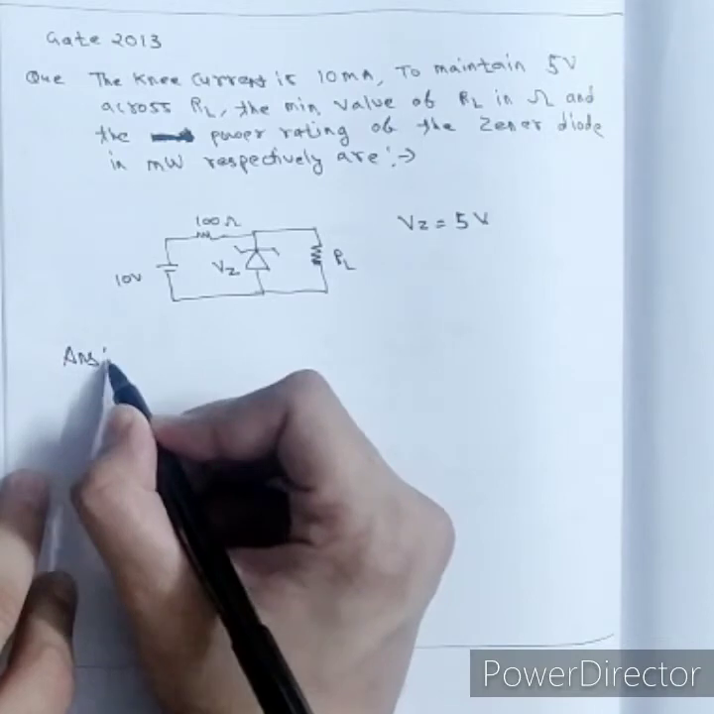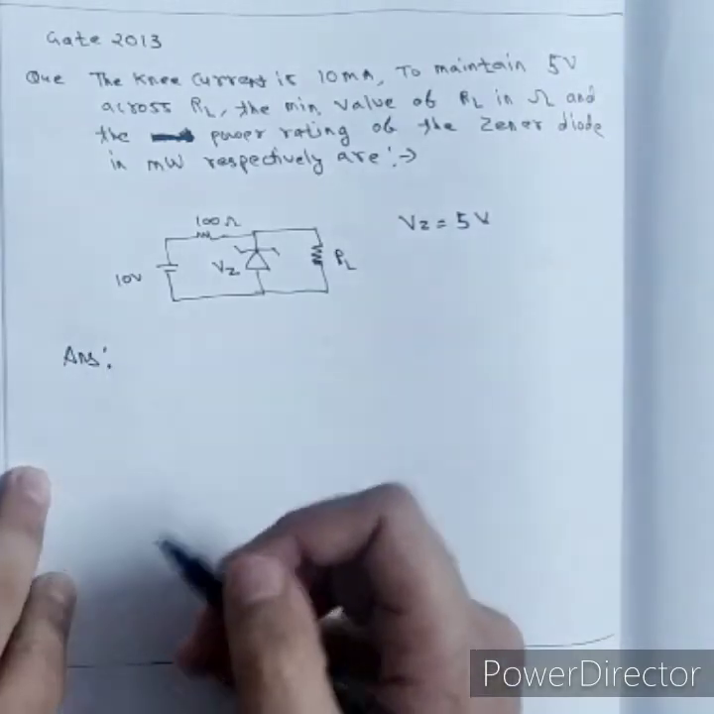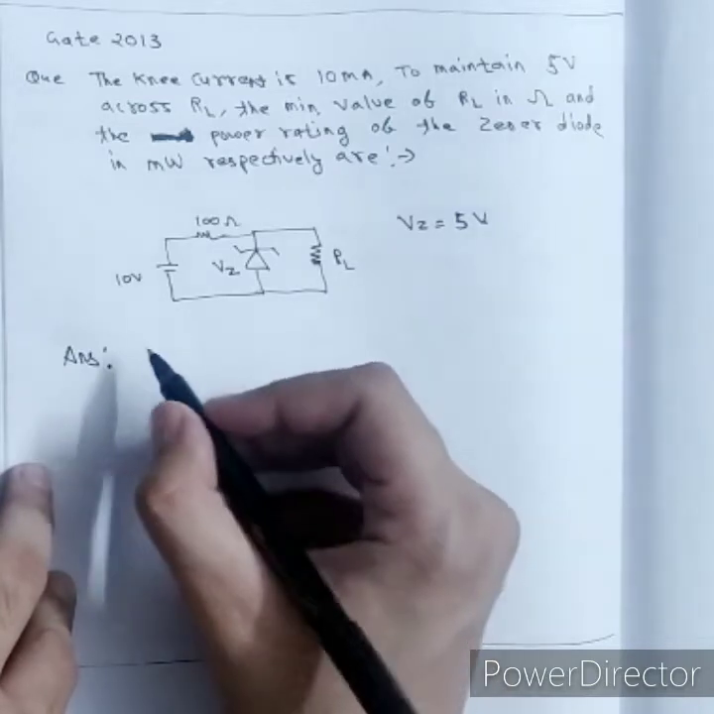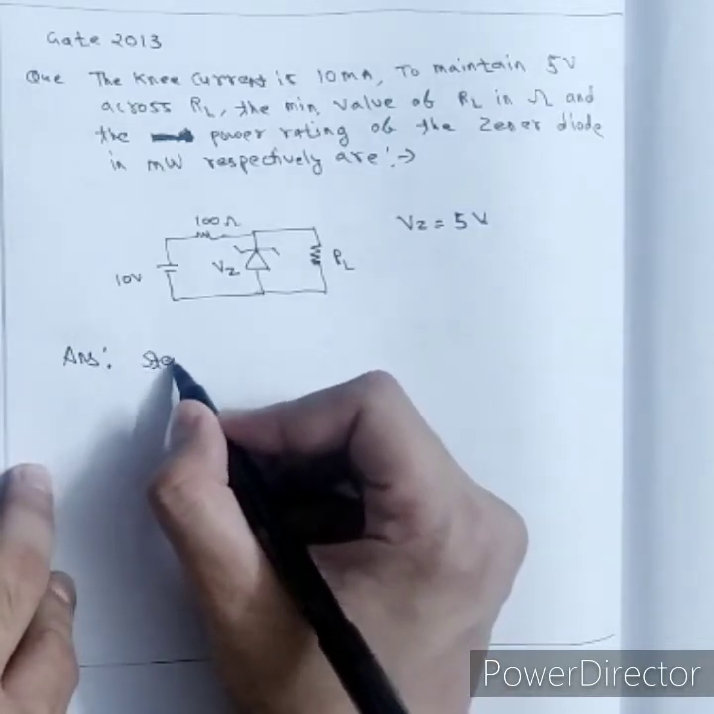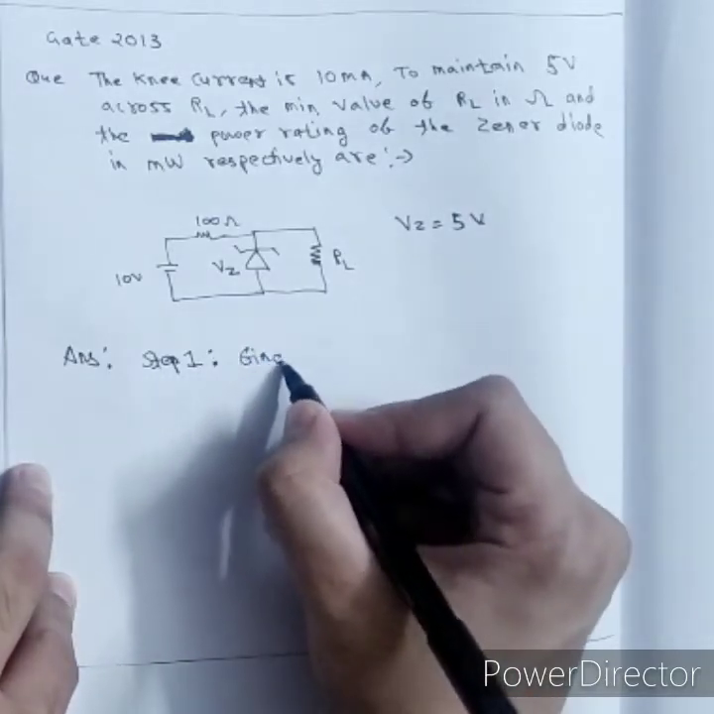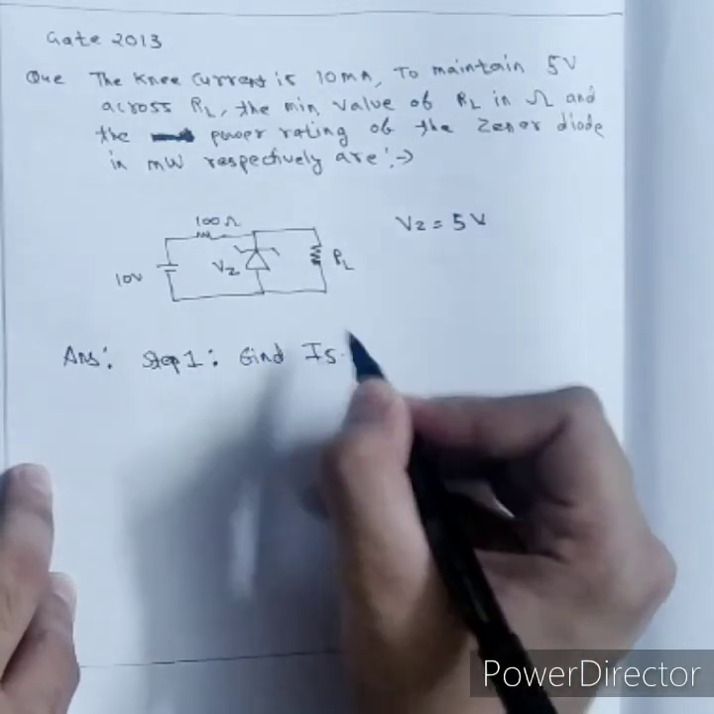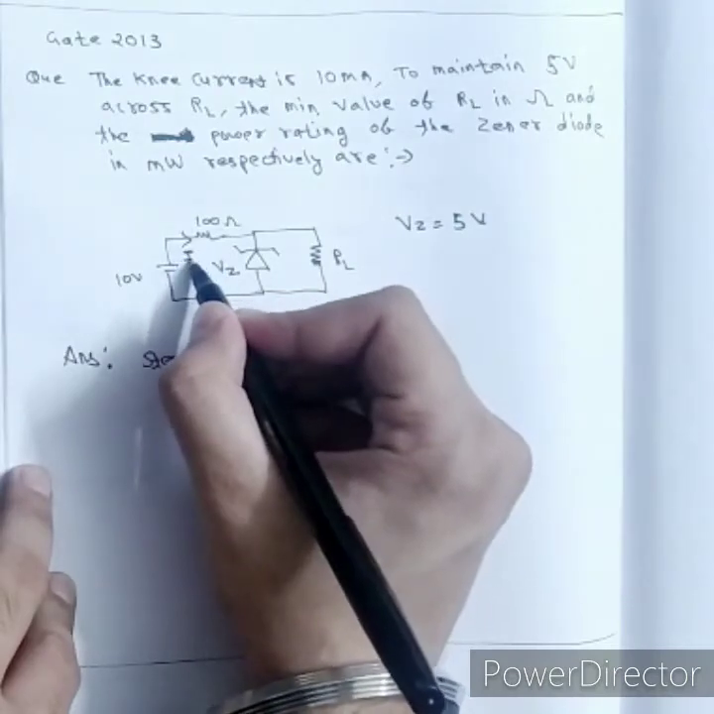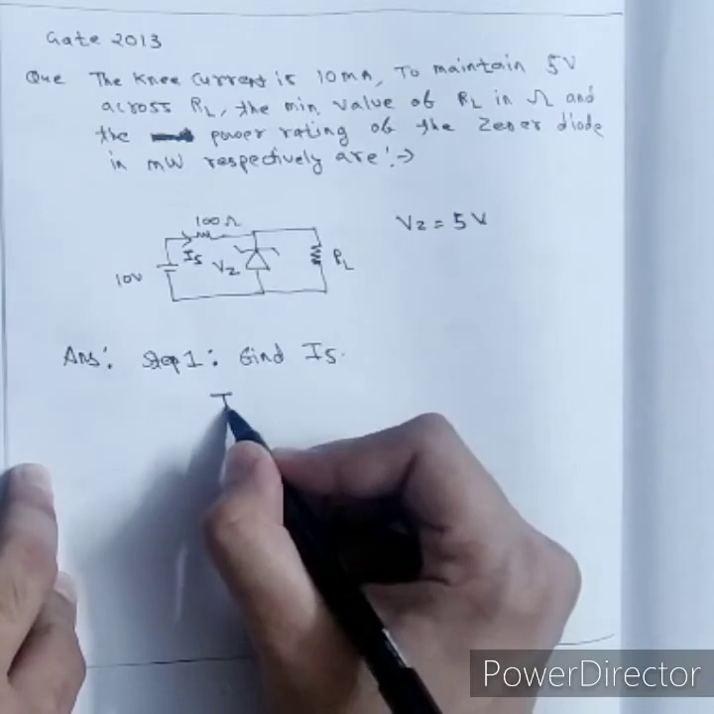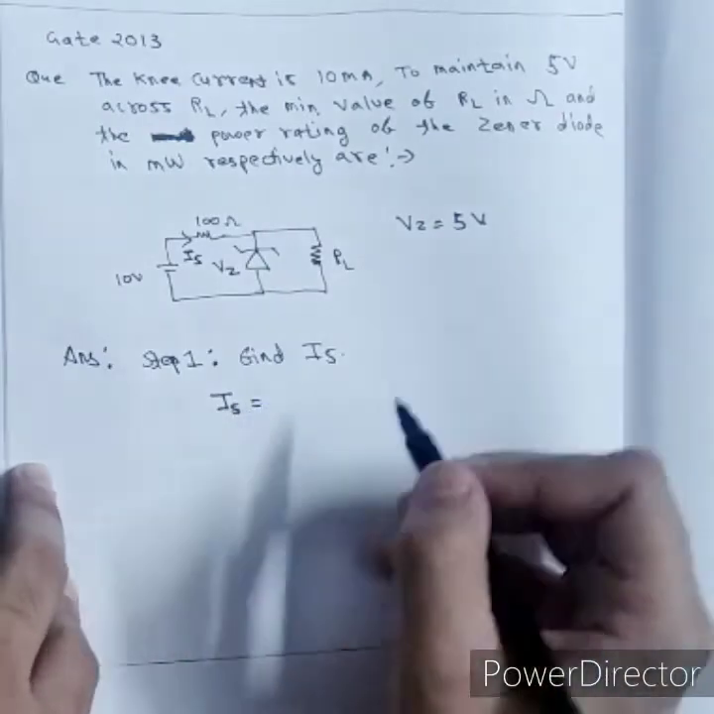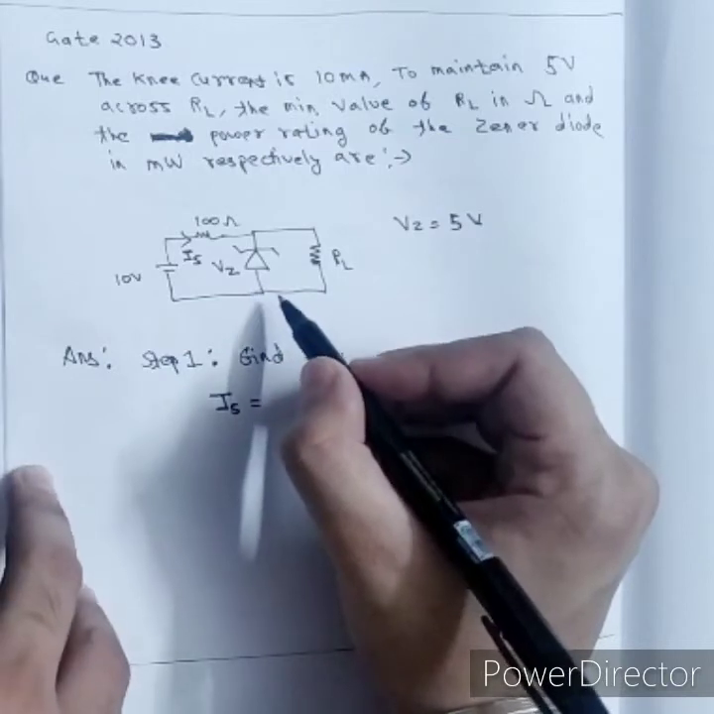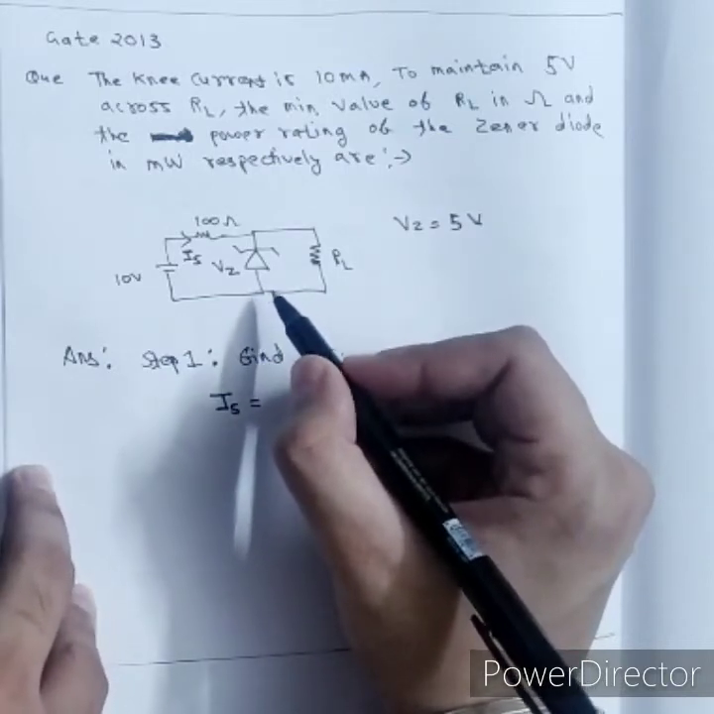For this type of question, always use 3 steps. Step 1, find IS. IS is this current coming from the source. See, this is a Zener diode and this question is based on voltage regulator.